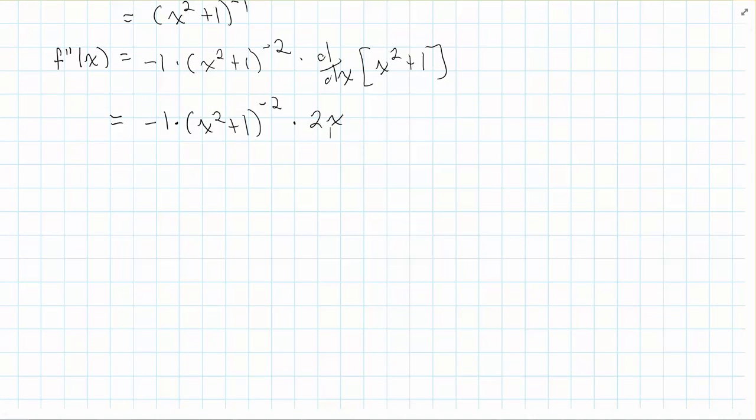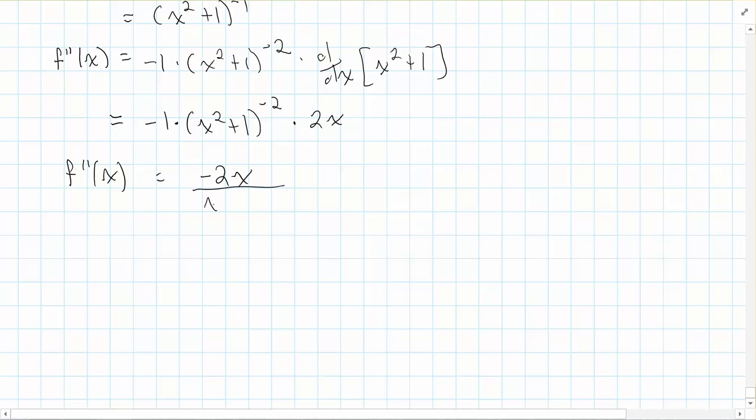And then just cleaning this up a little bit, because we're going to need to determine when this is 0. Just a second, my pen for some reason is not working. Oh, there we go. F double prime at x would be negative 2x over x squared plus 1 quantity squared. Now that I have my second derivative here, I just need to find when that's equal to 0 or undefined.